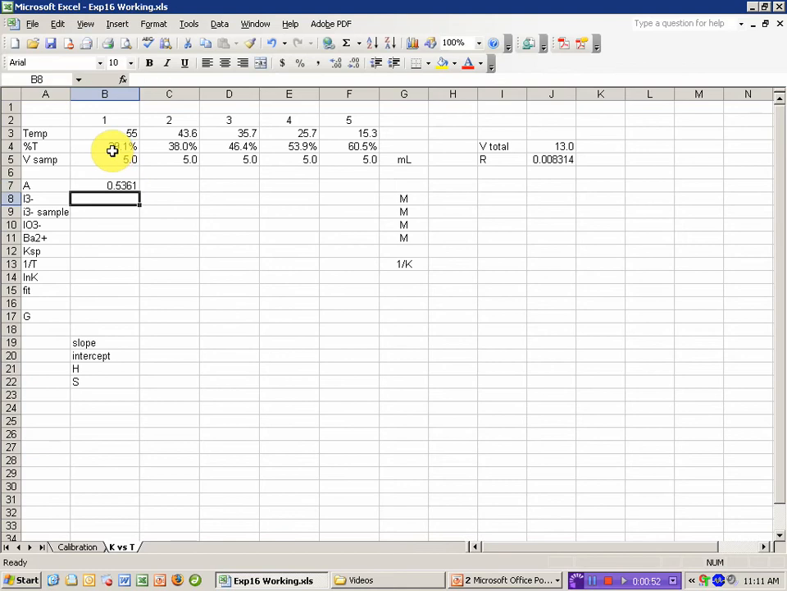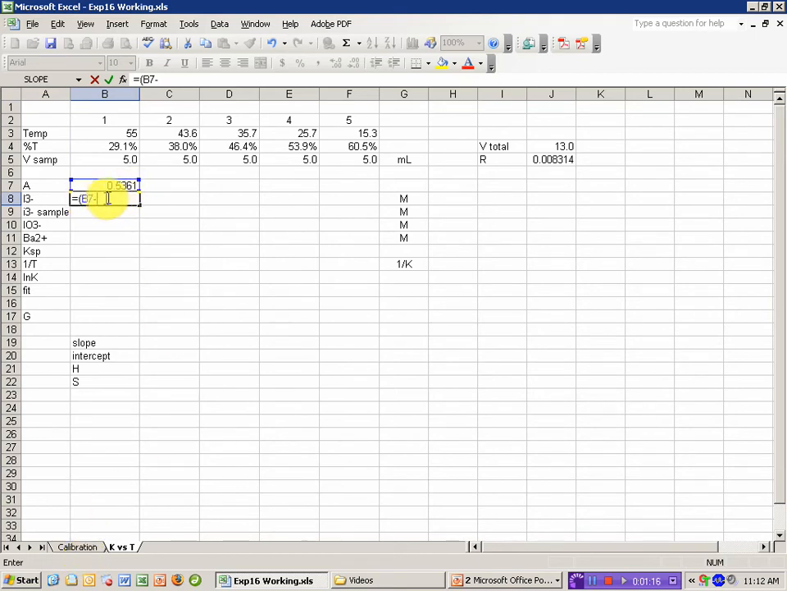Recall that if the percent is in the cell, and it's displaying it as a decimal, or thinking of it as a decimal, you can use it directly. If it is displaying just as 29.1, then you would need to divide that value by 100. We can use this value, this is our unknown Y, and the calibration data from the previous sheet.